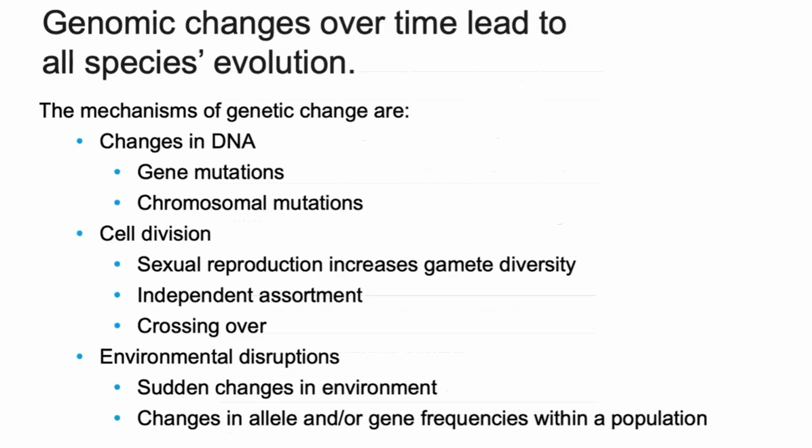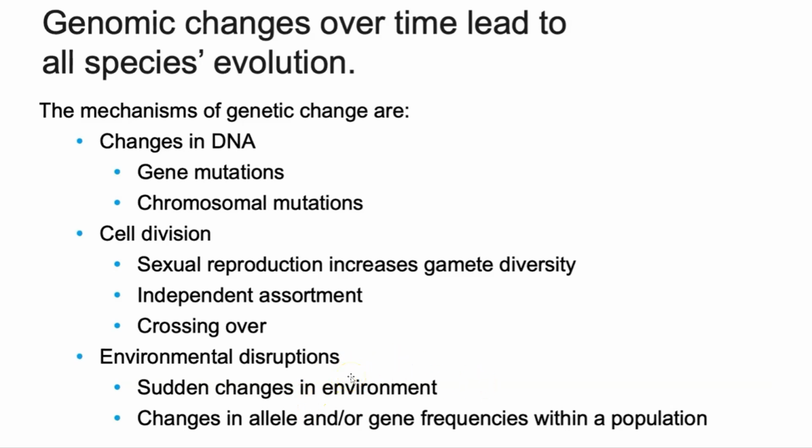And then finally, the last topic, which was continuing evolution. Genomic changes over time lead to all species evolution. So changes in DNA, like gene mutations, chromosome mutations, that's foundational, we have to have those in order to have evolution. Again, mutations are mostly neutral, then mostly negative, and then some of them are positive. So some questions that hopefully that brings up to you. Cell division in sexual reproduction increases gamete diversity. So you have fertilization, independent assortment, which is metaphase 1, crossing over, which is prophase 1.